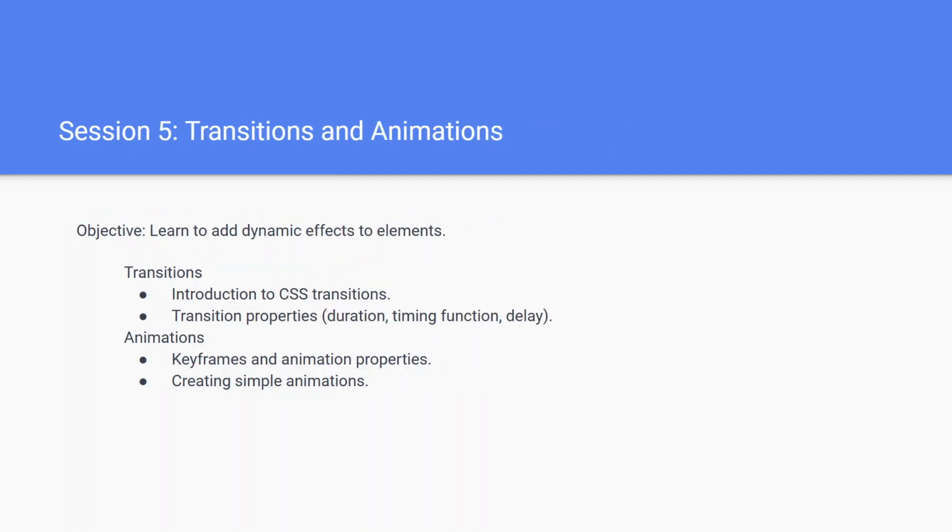Session 5, we will learn and dig deeper into transitions and animation. Again, the objective of this session is to learn to add dynamic effects to elements. We'll introduce to you a step-by-step introduction to CSS transition properties, duration, timing, easing in, easing out. We'll play around with animation, the keyframes, and then creating simple animations.